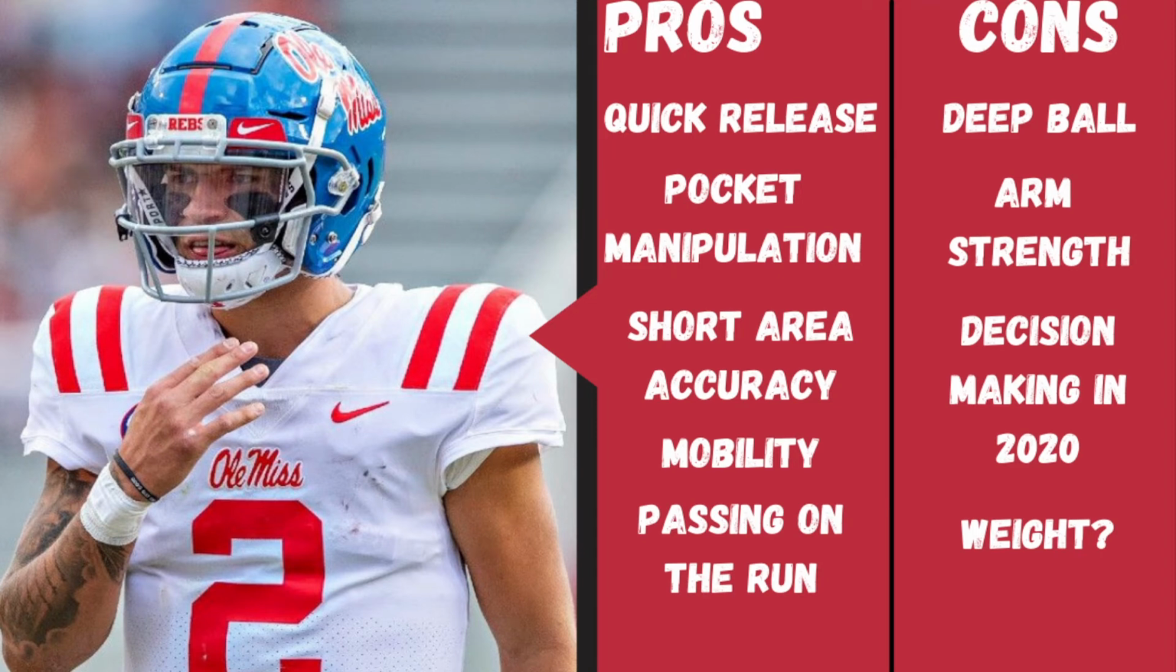Matt Corral was listed at 205 this year, but rumors are he played around 190. Lamar was 211. So if Matt Corral, whom we'll see at the Combine in a couple weeks, comes in even at around 200, I'm okay with that. If he's going to be playing around 200, I'm good with that.